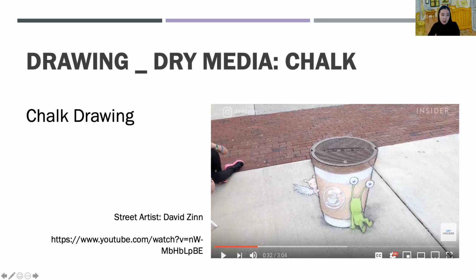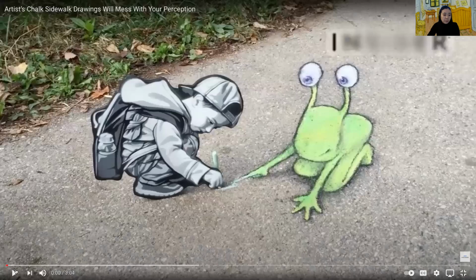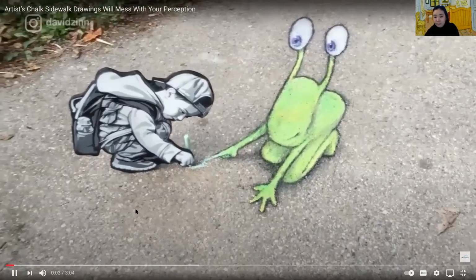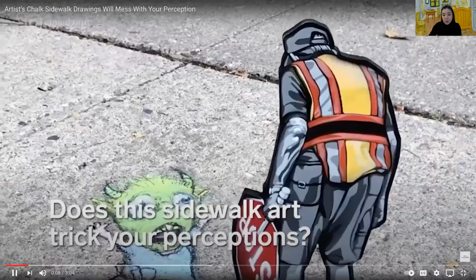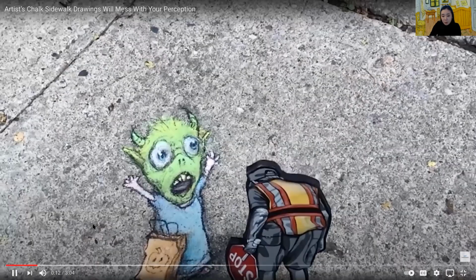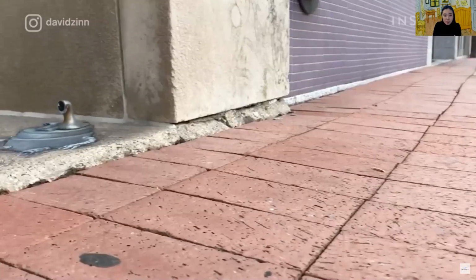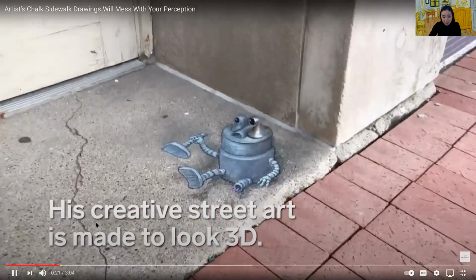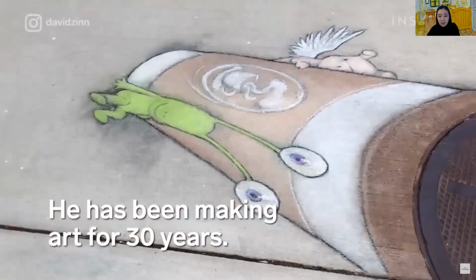So this is street artist David Zinn's chalk drawing. I'm going to share a video to show his very creative and cute chalk drawing work. He drew very cute characters on the street with the chalk, and he created the illusion of three-dimensional objects on the two-dimensional surface of the street, which is amazing.